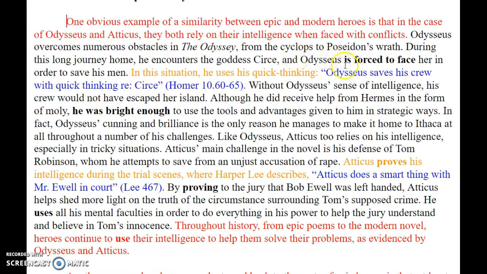So here where I say Odysseus is forced to face her, that would be a place where I would want to improve that because I've got the word is. A way you can fix that is just rephrase it with the same general idea. So I could say Odysseus must face her.